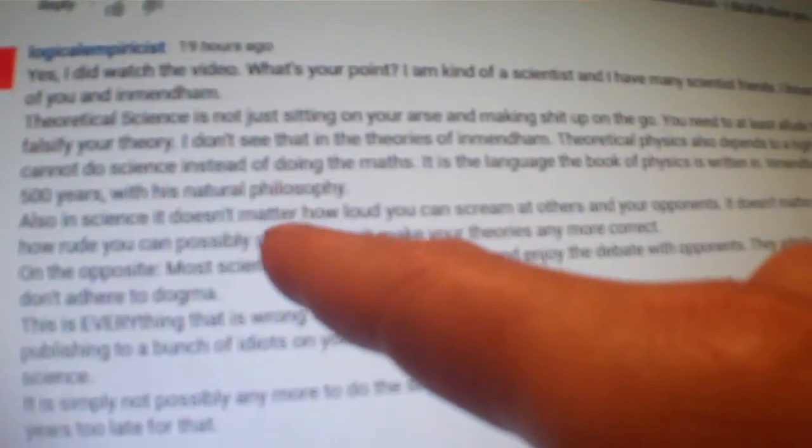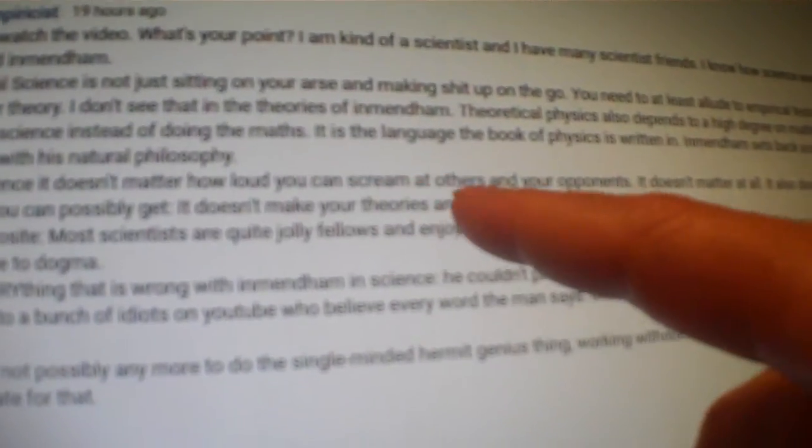"Also in science, it doesn't matter how loud you can scream at others and your opponents." Well, irrelevant. It doesn't matter at all. Again, it doesn't really matter how loud. You're the one worried about it somehow, asshole. I'm not. I don't care how loud they talk. That's not going to bother me. I'll watch the lecture. I don't care if they have some stupid mannerism. I don't care what it is. I'll still watch. I'm not deterred by that kind of nonsense. Clearly it bothers you somehow, fuckhead, because you're a little pussy.